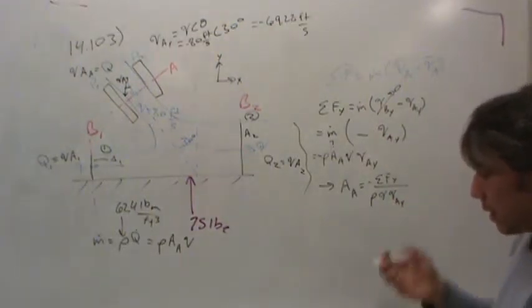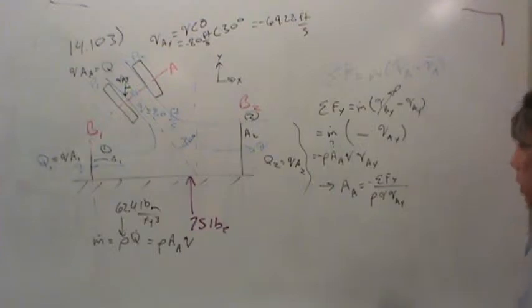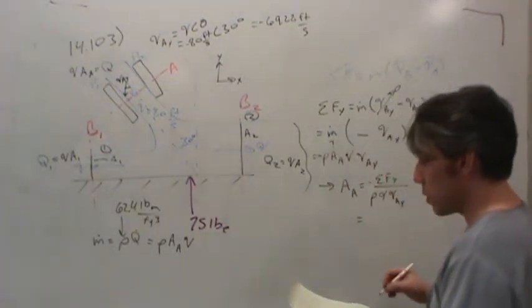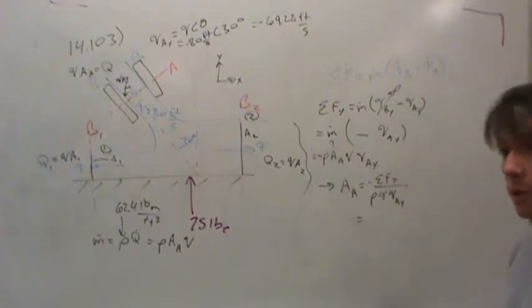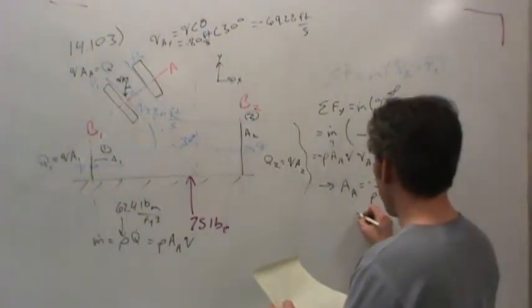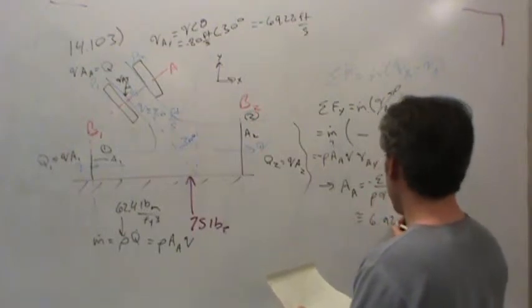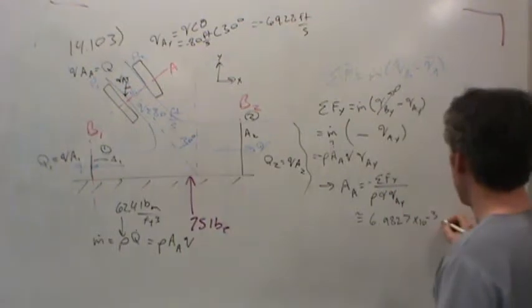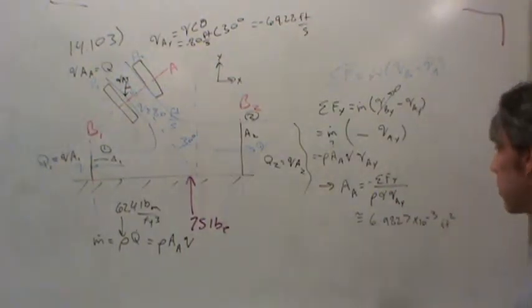Okay. Now, if you're doing this on the video, I would suggest you try to get this result. And those of you in class, you may want to try as well. You'll have to use G sub C as a conversion factor in this. But you should get an area of about 6.9827 times 10 to the negative third square feet as the cross-sectional area at A.